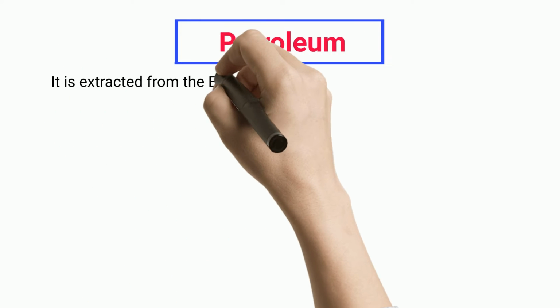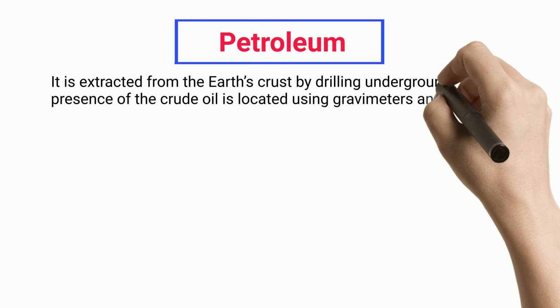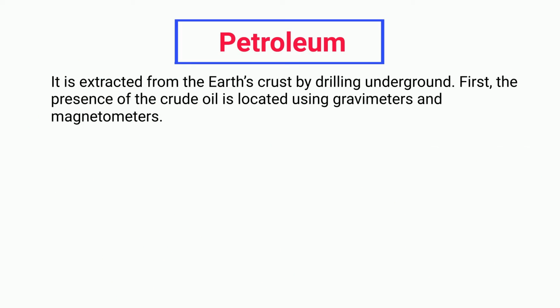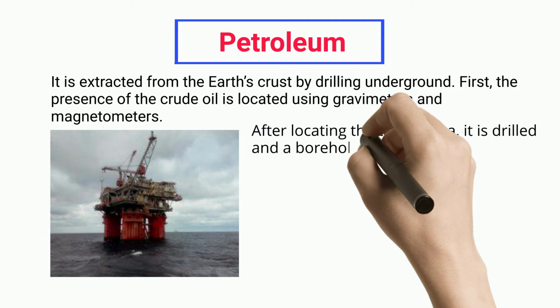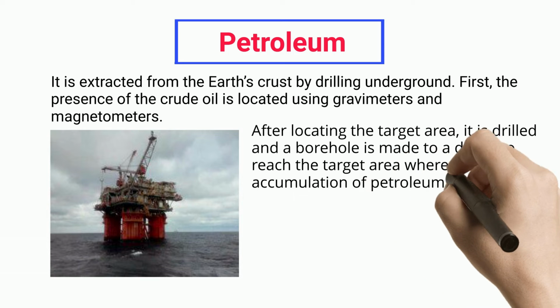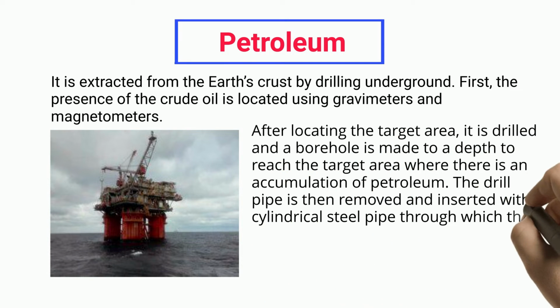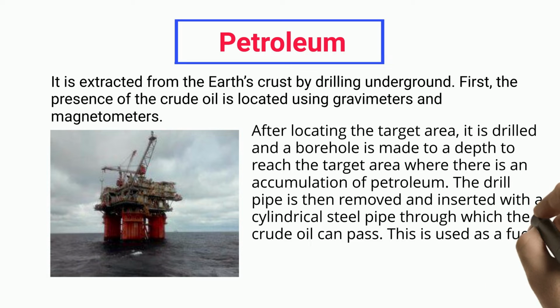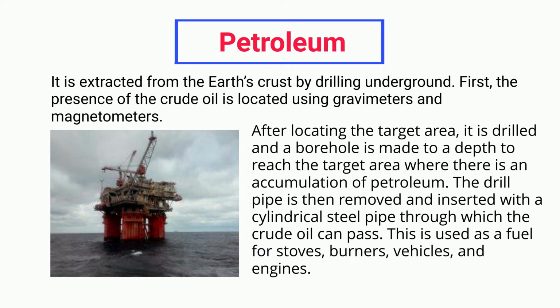Petroleum. It is extracted from the Earth's crust by drilling underground. First, the presence of crude oil is located using gravimeters and magnetometers. After locating the target area, it is drilled and a borehole is made to a depth to reach the area where there is an accumulation of petroleum. The drill pipe is then removed and a cylindrical steel pipe is inserted through which the crude oil can pass. This is used as a fuel for stoves, burners, vehicles, and engines.